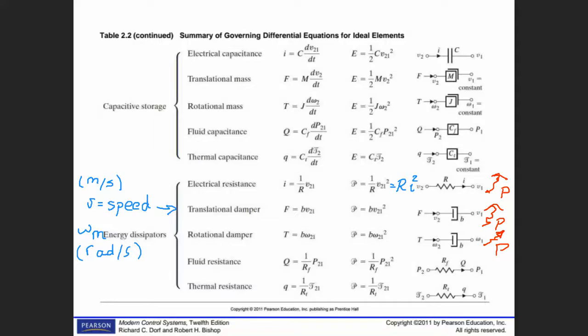Fluid system, you also have loss. Of course, the viscosity is proportional with the resistance. Thermal resistance is also important. How could you transfer the energy, dissipate the energy for a thermal system? You might use those ones. You cannot get that energy back either.